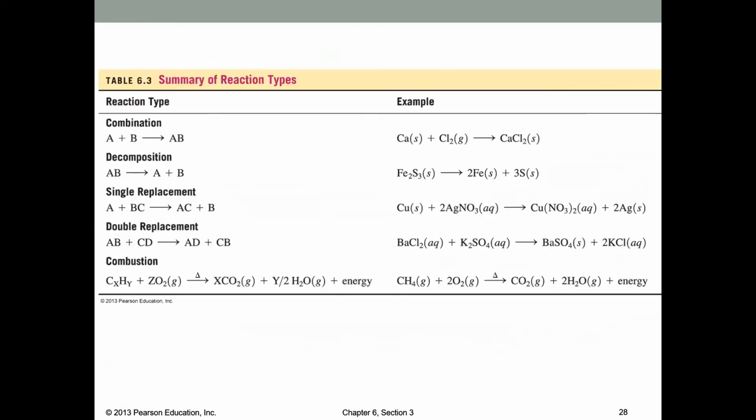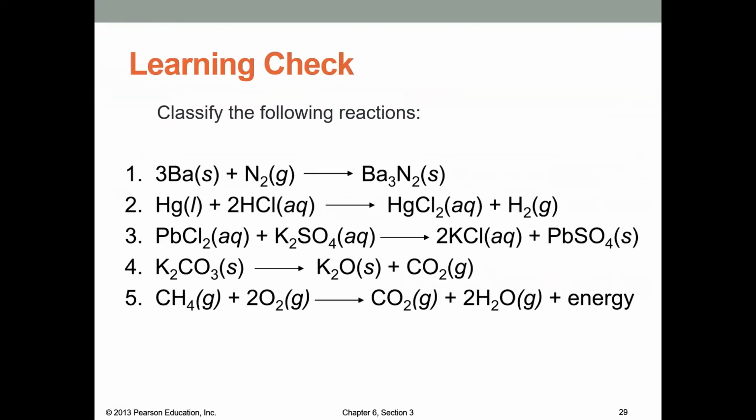So you need to know these five reactions. And being given something that looks like this, an example, I want you to be able to classify that reaction. So you'll be asked to do that on a quiz and probably on an exam as well. So if we go through this learning check as a good example, the first one, two becoming one, this would be combination. The second one, I have mercury switching places with hydrogen. So this is a single replacement.